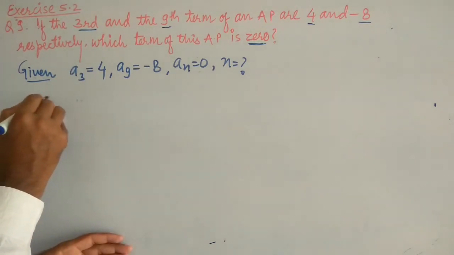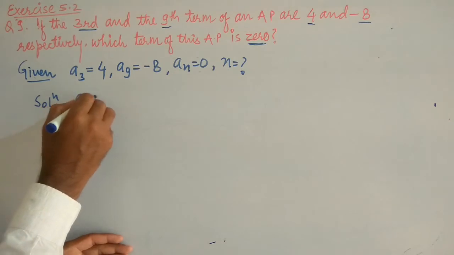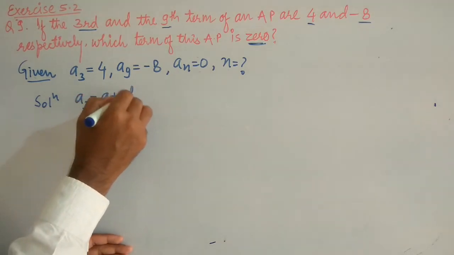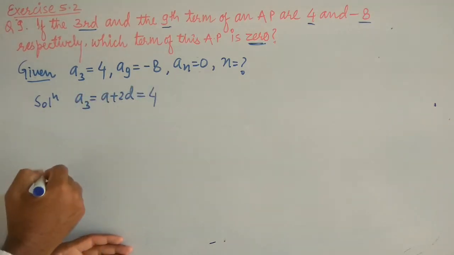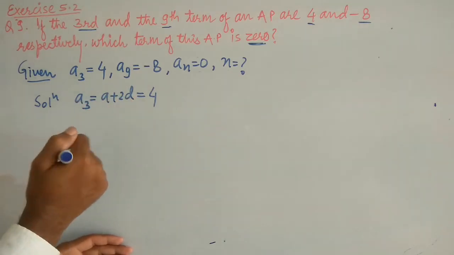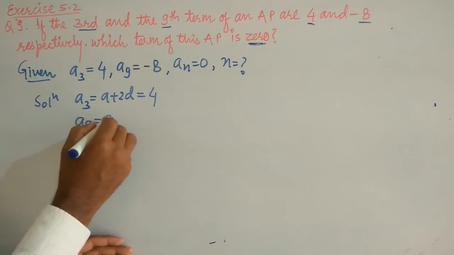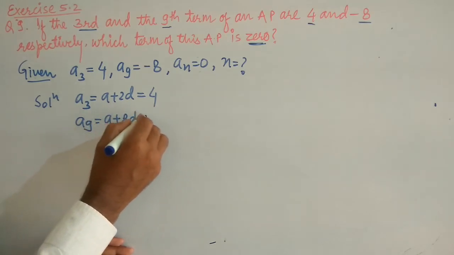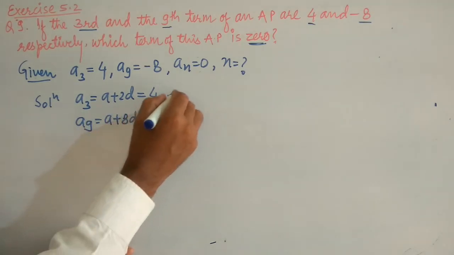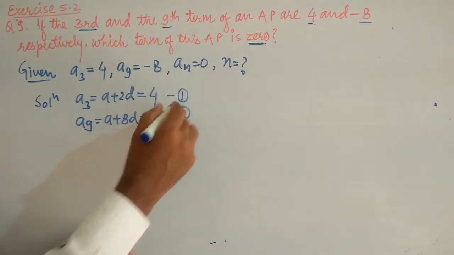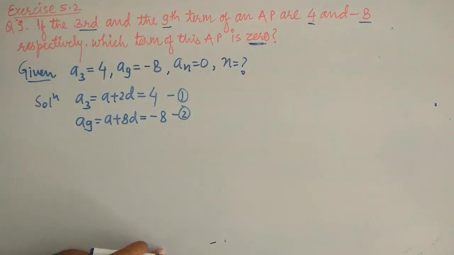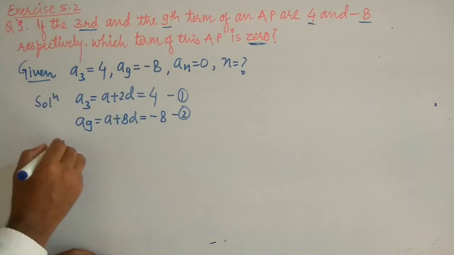So the third term, A3, means A plus 2D is equal to 4. The formula for the third term will be A plus 2D. For the ninth term A9, the formula will be A plus 8D is equal to minus 8. This is the first equation and second equation. We will use the elimination method, subtract the first from the second.